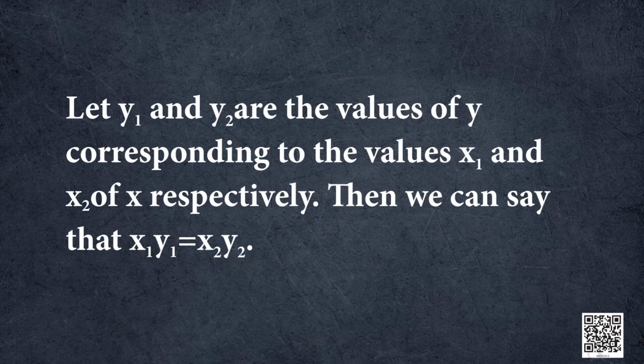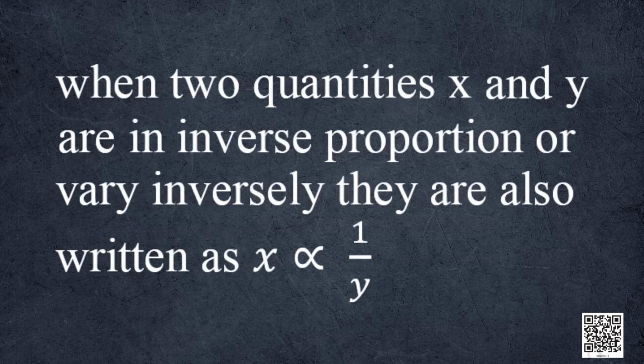Let y1 and y2 are the values of y corresponding to the values x1 and x2 of x respectively. Then we can say that x1 y1 is equal to x2 y2. Also note that when two quantities x and y are in inverse proportion or they vary inversely, they can also be written as x proportional to 1 by y.